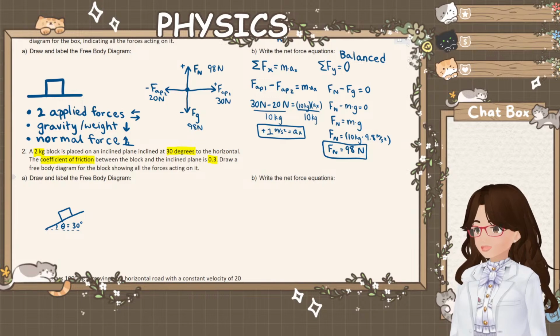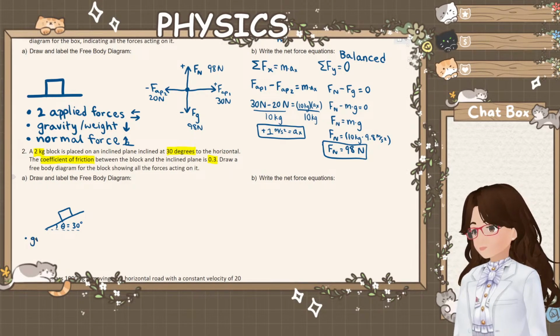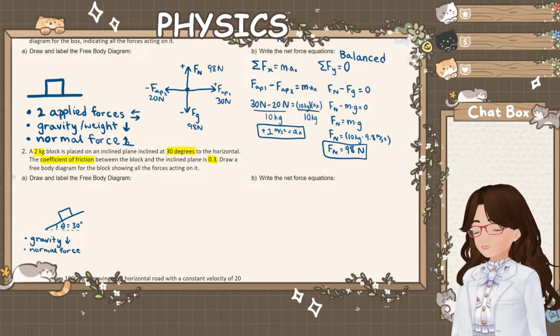There's always going to be gravity, right? There's always gravity, or the weight of the block pointing down towards the center of the earth. There's going to be the normal force from the ramp or the inclined plane. But again, normal force is always perpendicular to the surface. Therefore, it's going to point up and to the left because our ramp is tilted.